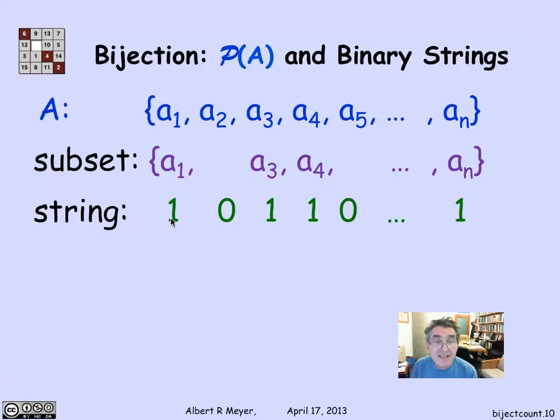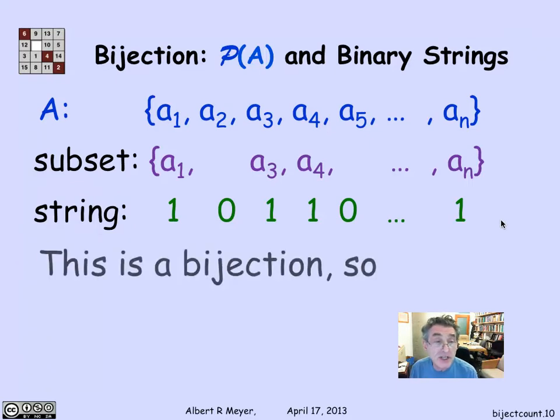In effect, this is the so-called characteristic function of the subset, where a 1 in the ith position means that Ai is there, and a 0 in the ith position means that Ai is not there. So the second coordinate here is a 0. That means A2 is not there. And this is easily seen to be a bijection. That is, given the string, you can figure out what the subset is. Given the subset, you can figure out what the unique string is.